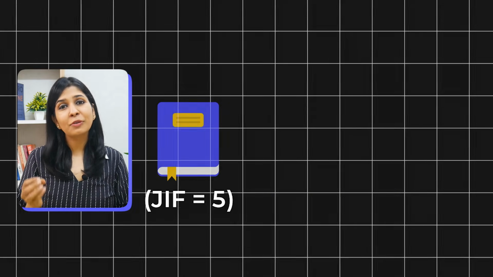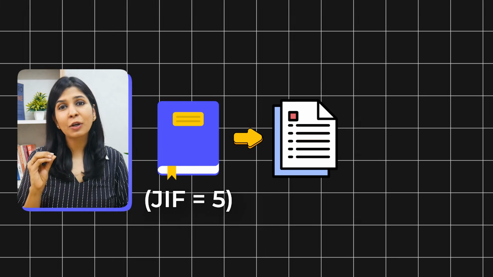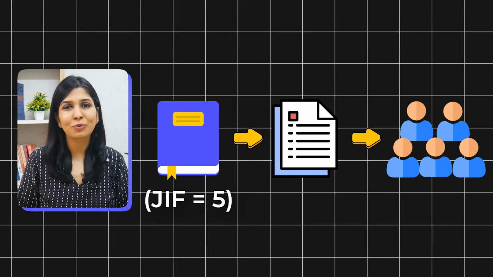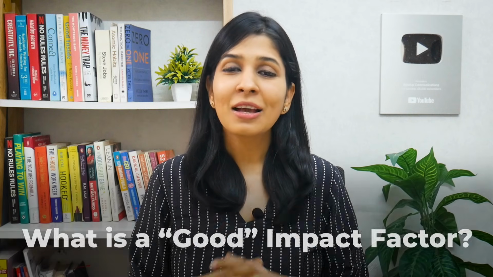So for example, if the journal impact factor is 5, that means on average, a paper that was published in this journal has been cited a total of 5 times in the past 2 years. So now the question is, what is a good impact factor? Some people say anything above 2 is good, while some say anything above 5 is great.